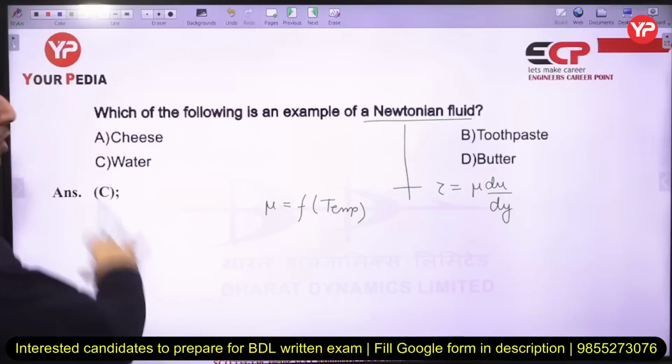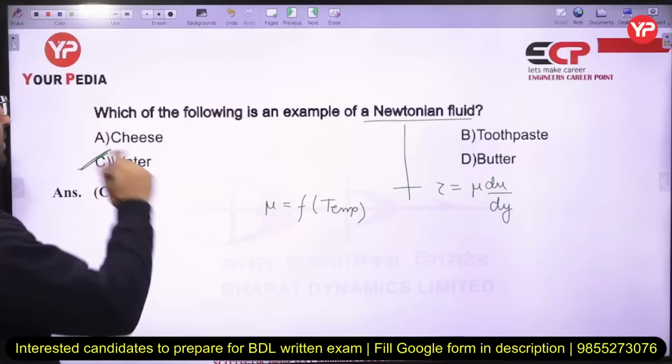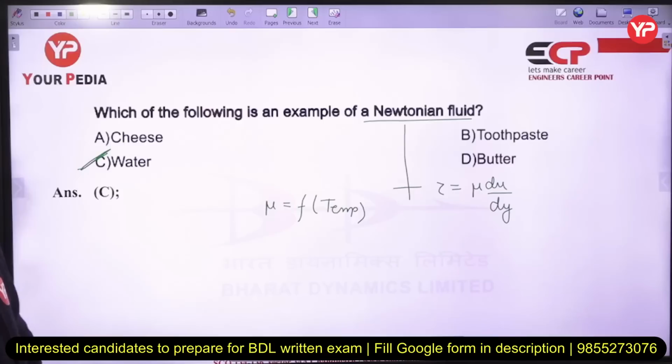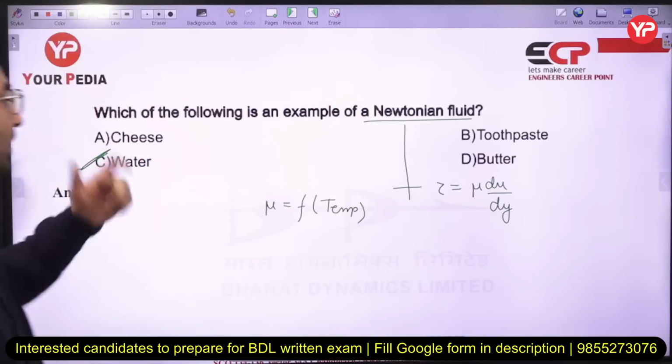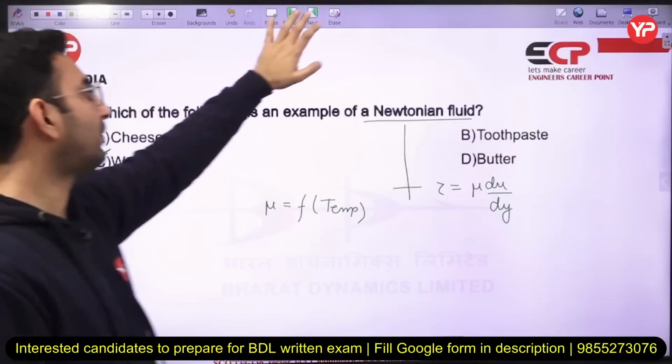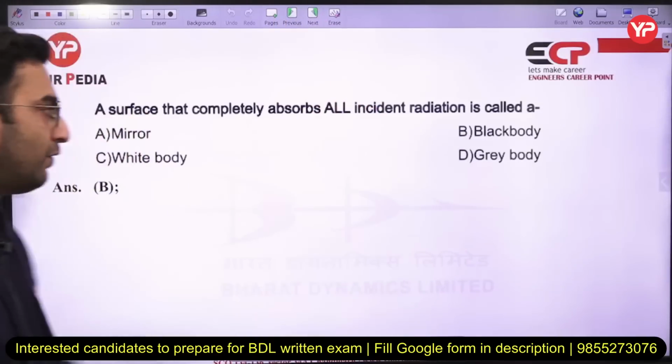So in this case, out of these four options, the option number C is representing the example of a Newtonian fluid. Other examples are air. Okay, we have kerosene. Okay, these are the examples of Newtonian fluid here, and these are also considered as real fluids.